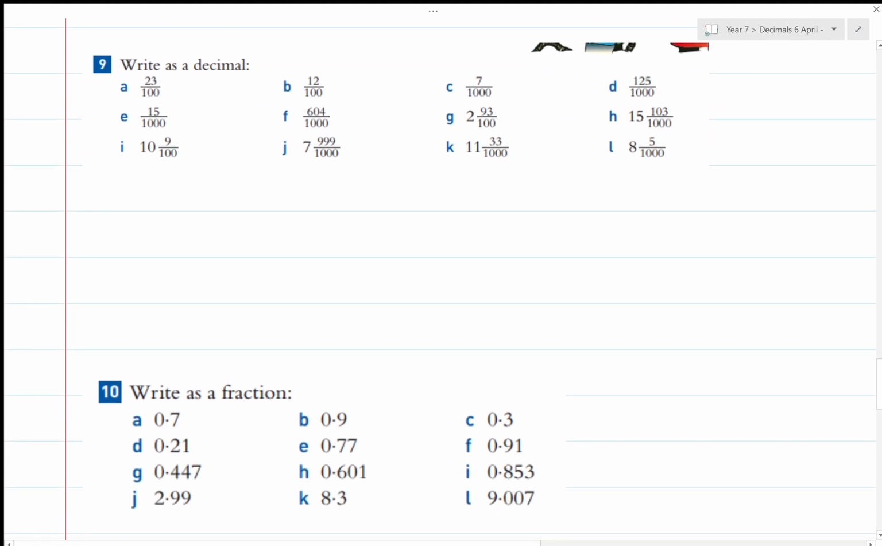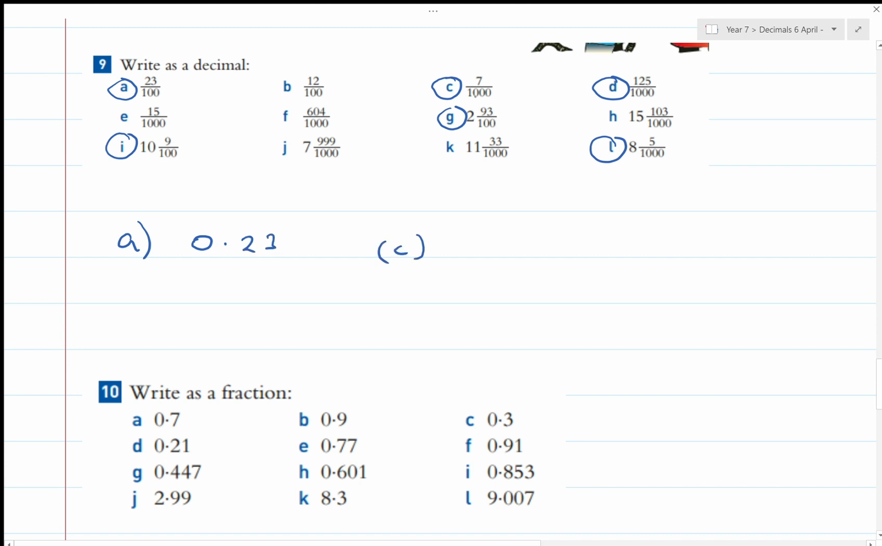Right, as a decimal. Okay, so I'm going to do this one, and this one, and this one, and this one, and this one, and this one. Okay, so the way to do this is to count how many zeros there are. That's how many decimal points you're creating. So there's 2 decimal points, and there's 2 digits on the top. So they just go smack bang down.